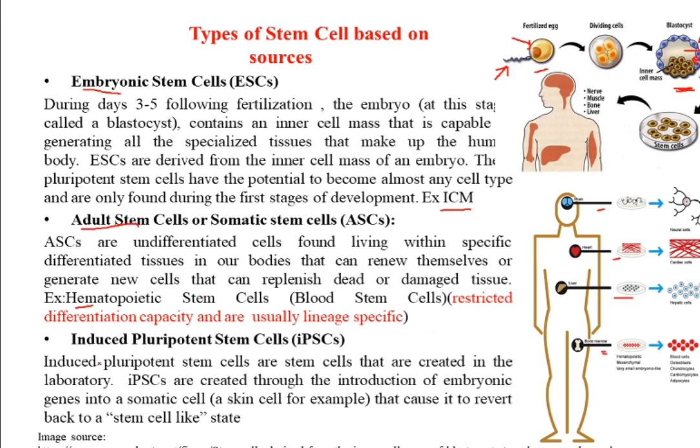Adult stem cell. Now, the third type of stem cell is induced pluripotent stem cell. This is the fantastic discovery done by a Japanese scientist. What the scientist did is he has taken the skin cells.